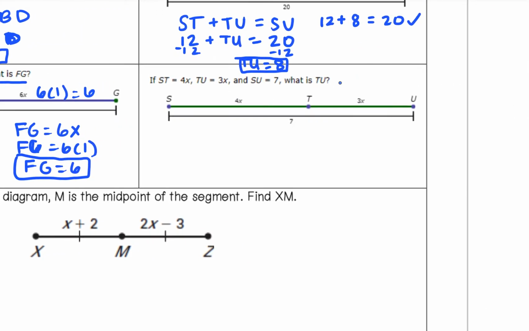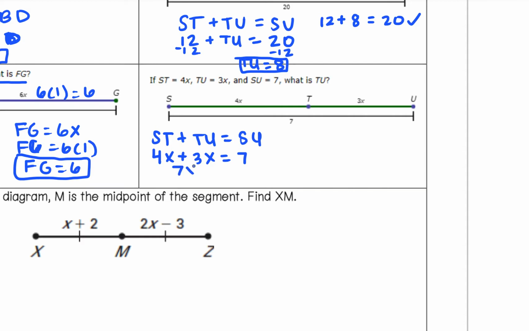In our next example, we have the segment measure of ST is 4x. The measure of segment TU is 3x, and the measure of segment SU is 7. So they ask us to solve for TU. We know it's 3x, but we want an actual value, so we need to solve for x and then evaluate for x. So we know that the segment addition postulate tells us that the measure of ST plus the measure of TU will equal the measure of SU, and then we plug in the values that we know. So ST is 4x plus TU is 3x equals SU, which is 7.